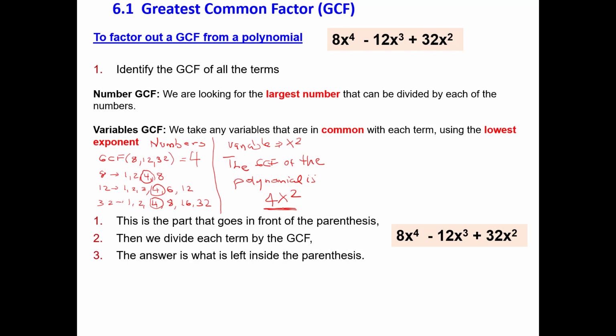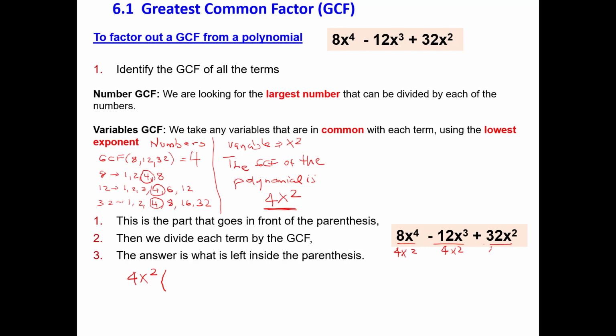And step number 1 is you need to find the greatest common factor of the polynomial. This is the part that goes in front of the parentheses. And we want to write something in front of the parentheses. Then, we divide each term of the polynomial by the greatest common factor.